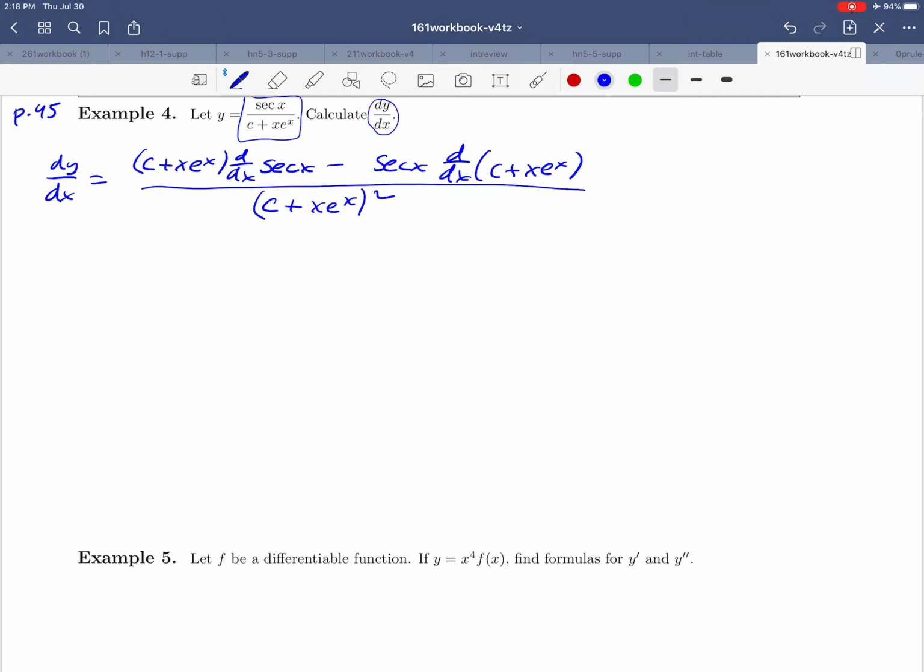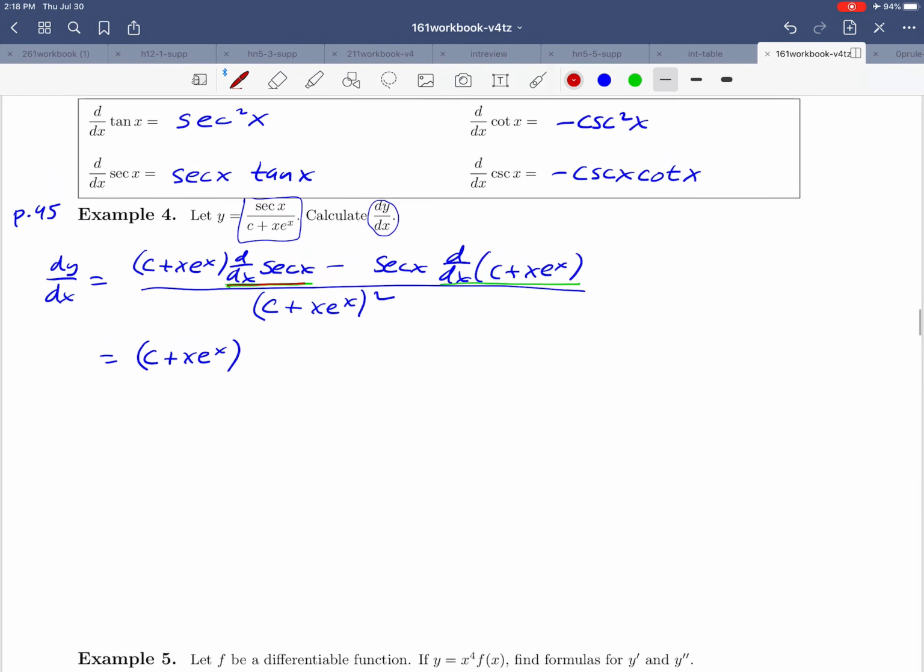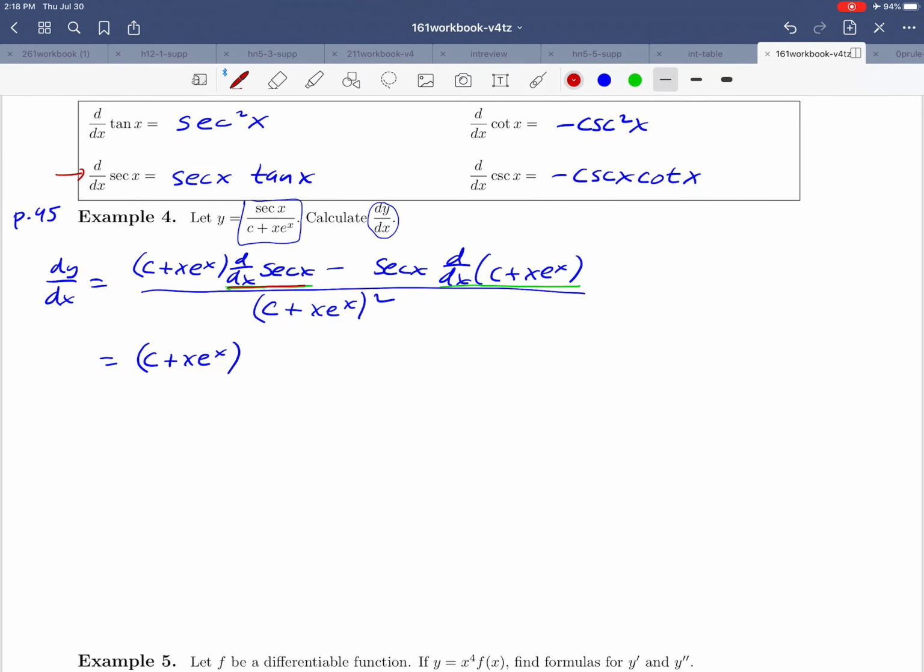And now the question is, what do we need to do to finish this problem? Well, there are two derivatives that we still have to take. There's one, the derivative of secant of x, and then one here, the derivative of c plus xe to the x. Let's do those one at a time. So we'll rewrite the c plus xe to the x. There's nothing to do with that part of it. We're done. What is the derivative of secant of x? Well, if we scroll up here, looking at our chart, we said that the derivative of secant of x is secant x tangent x.